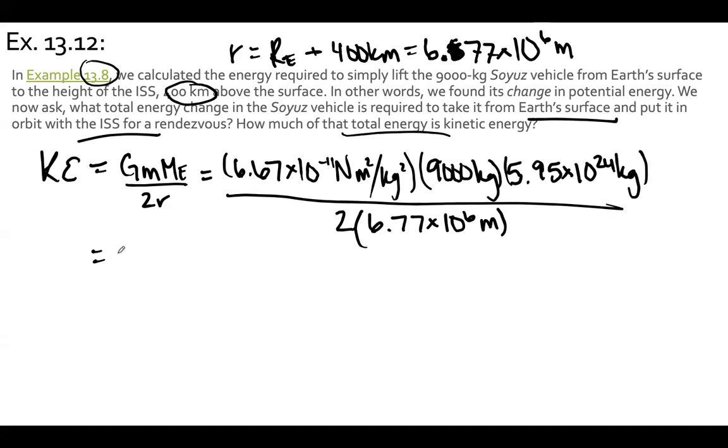All right. So, let me go ahead and put this into the calculator: 6.67 times 10 to the negative 11th times 9,000 times 5.95 times 10 to the 24th. Divide that by 2 times 6.77 times 10 to the 6th. And we get a kinetic energy of 2.64 times 10 to the 11th joules. So this is our kinetic energy. Okay. So we answered that question.